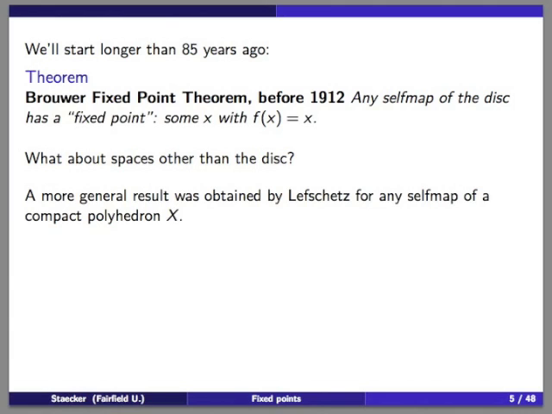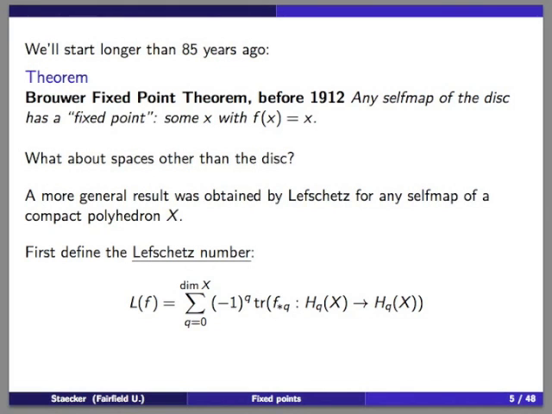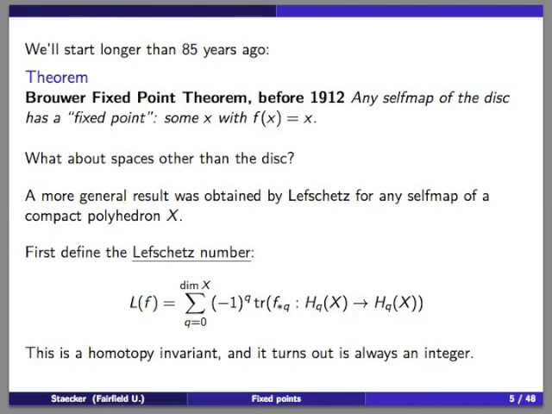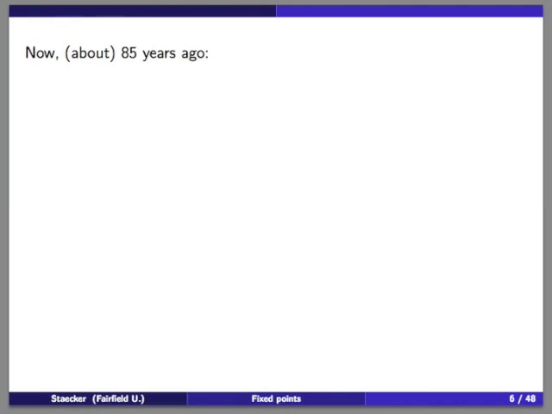A more general result was obtained by Lefschetz for any self-map of a compact polyhedron. Now, the results throughout the talk today can usually be a little more general than polyhedra, but I'm just going to focus on compact polyhedra and sometimes just manifolds. Anyway, Lefschetz defined the Lefschetz number as this. It's the alternating sum of the traces of the maps in the homology. This is a homotopy invariant because it's using the induced maps on homology, and it turns out it's always an integer, even if you use rational coefficients in the homology. You will always get an integer when you compute this Lefschetz number, the trace.